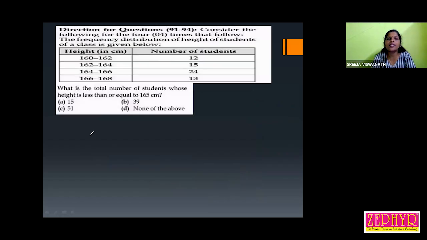Direction: consider the following. The frequency distribution of the height of the students of a class is given below. First question: what is the total number of students whose height is less than or equal to 165? The height of the students is given. What is the total number of students whose height is less than or equal to 165? How can we find it?